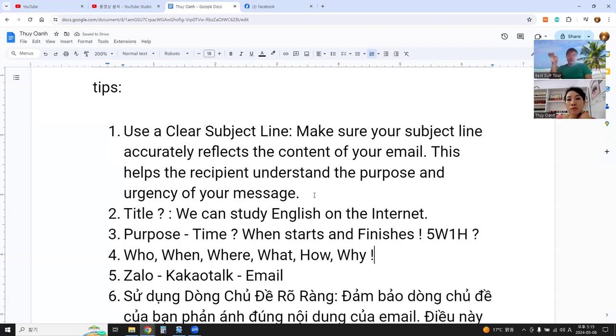In every story, in detail or shortly, we know about the information. We don't have to mention it, but we don't know each other. We should know about who, when, where, what, how, why. That is very important in the contents.